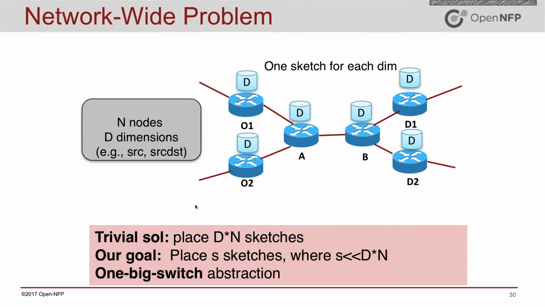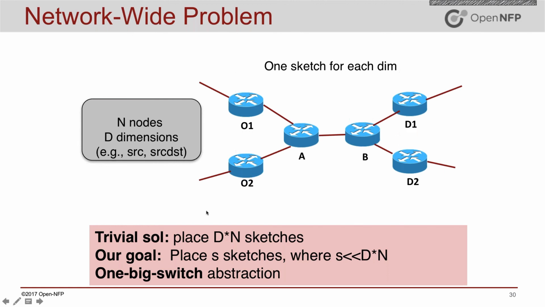So the memory consumption of the network as a whole is small, but at the same time we can provide what I call a one big switch abstraction. That is, the effect of monitoring the network as a whole is equivalent to monitoring all of this traffic going through one single massive tap. And if you give that abstraction, it's easy to write applications downstream.